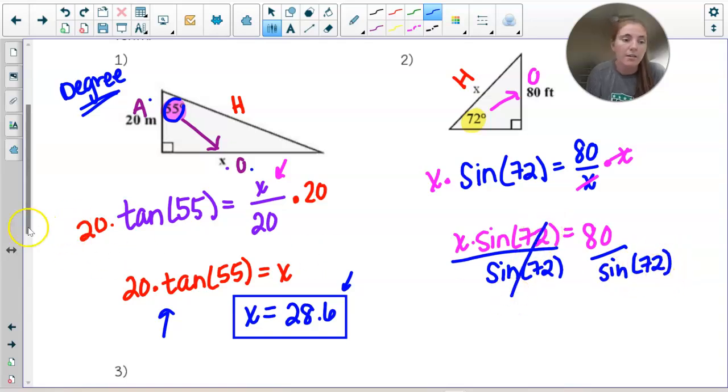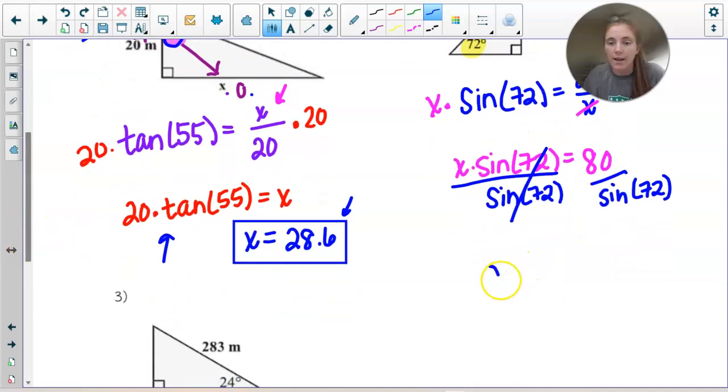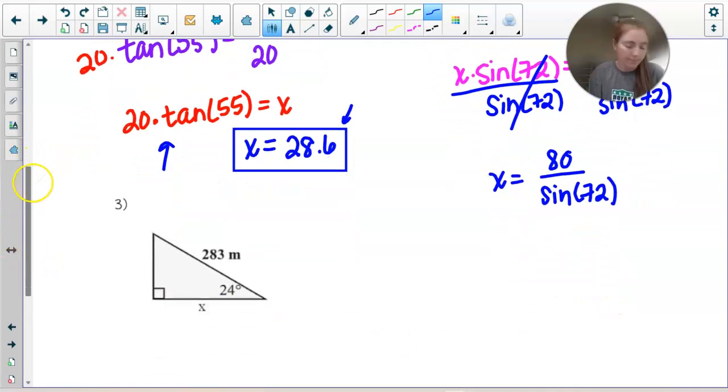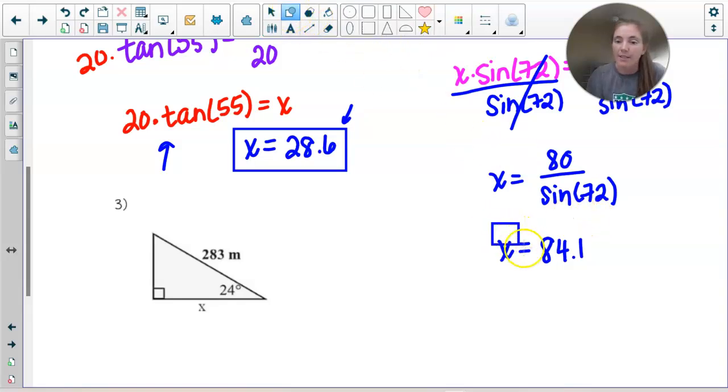That's going to cancel out the sine of 72 on the left, and now we have X equals 80 divided by the sine of 72. That is something we can type straight into our calculator and get an answer for. So try that for me now. If you're in degree mode, 80 divided by the sine of 72, rounded to the nearest tenth, gets you 84.1. And that would be our final answer for that particular problem.